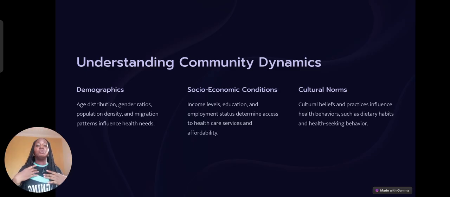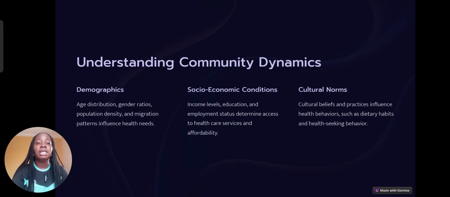When it comes to planning for primary healthcare services in the community, you have to understand what's going on in your community, looking at their demographics. You have to understand their age distribution, the mothers, the fathers, gender ratios, population density, how large is the community. A community might just need one primary healthcare center, another community might need two or three. So you have to know the population density and of course the migration patterns, which all influence health needs.